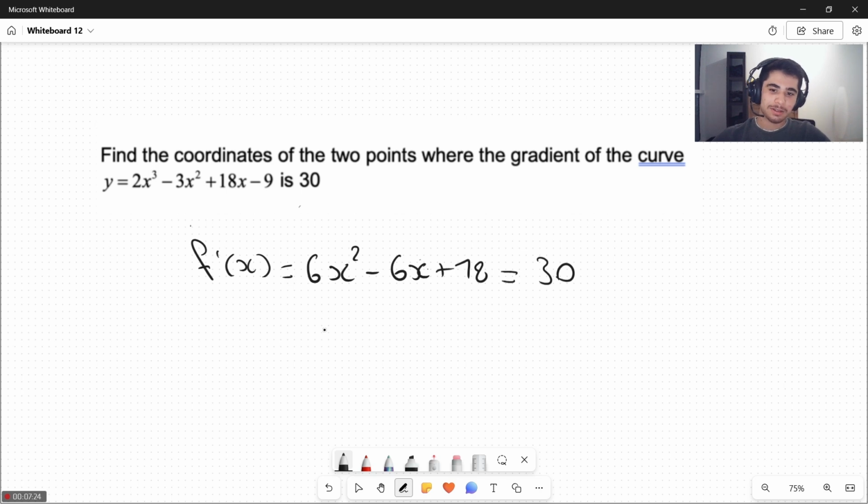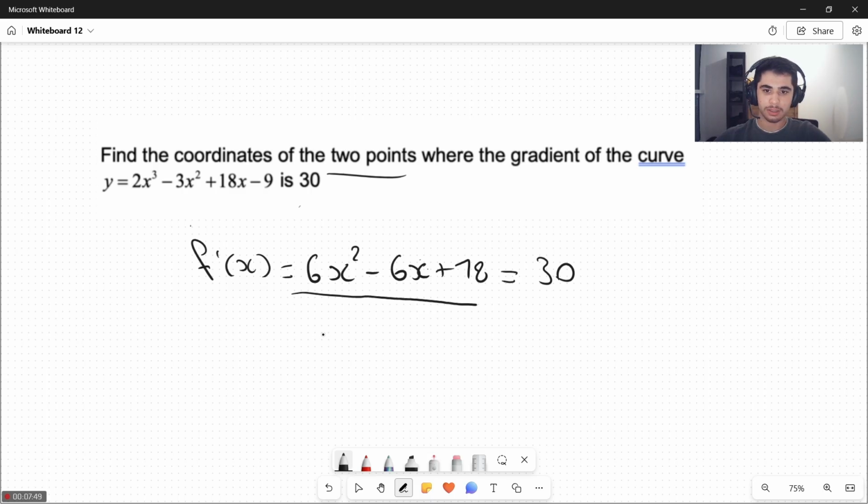And then you may think, what am I going to do now? Well, if you've done MYP before, you'll know what a quadratic is, and you'll know that it's ax squared plus bx plus c. Well, we have that here, but it's not equal to 0. How do you make it equal to 0? Because we need 2 points. We'll just bring 30 to our side.